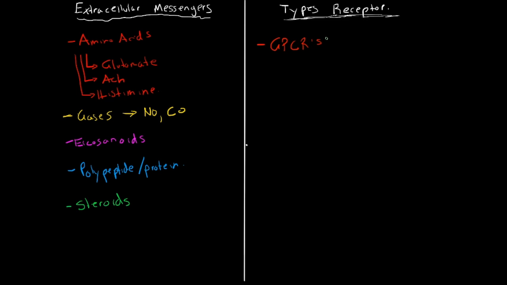GPCRs, and then receptor tyrosine kinases, so RTKs. They're often associated with growth factors. They're really important in cancer research. Then, as I said before, you might have an intracellular receptor like a steroid hormone receptor. And last but not least, you might have something like a ligand-gated channel. So that would be more common in neurons.